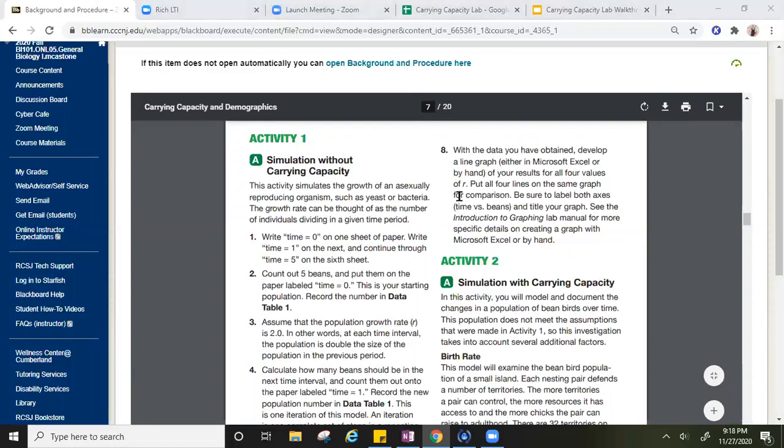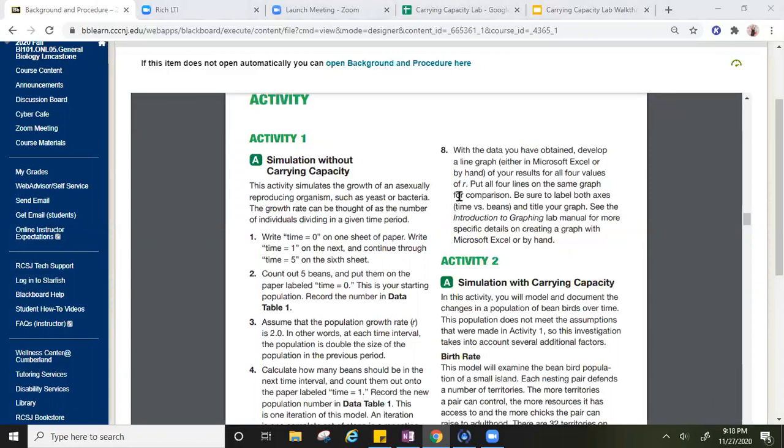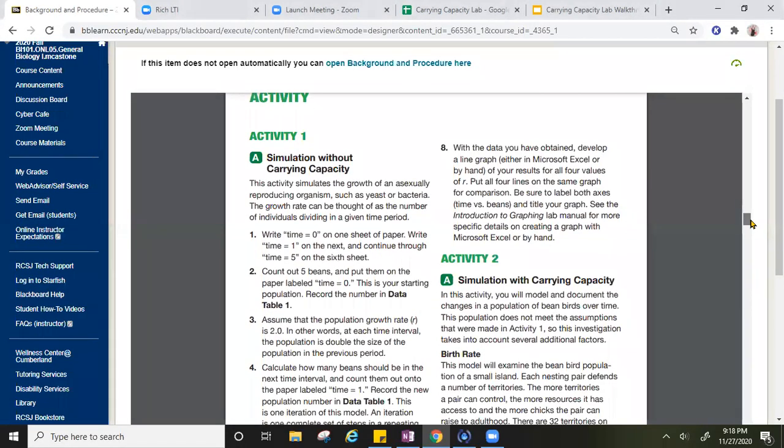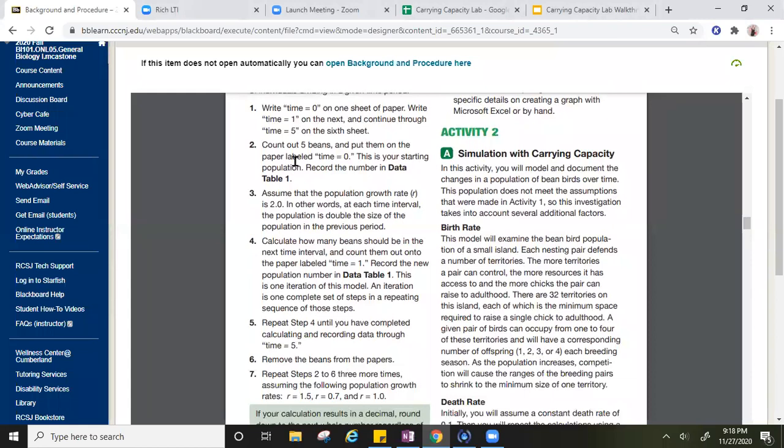So you are going to need 6 blank pieces of paper. And on each paper, you're going to write a time down. So it's going to be time equals 0, time equals 1, time equals 2, time equals 3, time equals 4, and time equals 5 on each of the papers. Then you have to count out 5 beans and put them on the paper labeled time 0. And that's your starting population. You're going to assume at first that your population growth rate is 2.0, which means that you're doubling. So every time you're going through an iteration, your population is doubling.